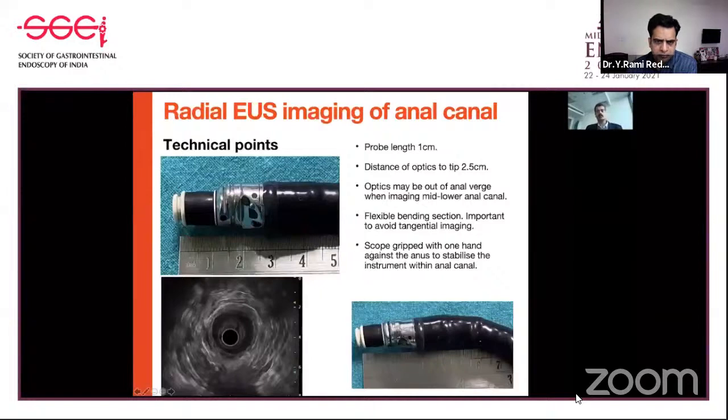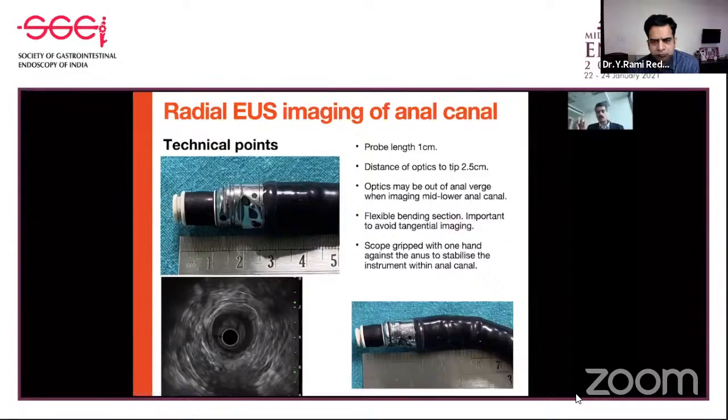Now, when you are doing EUS imaging of the anal canal with a flexible probe, please remember that the length of the probe itself is 1 centimeter. And I have placed a ruler here which shows you that for the Olympus probe, the distance of the optics to the tip is around 2.5 centimeters, which means that the optics may be out of the anal verge when imaging the middle to lower anal canal. It also has a flexible bending section, so it is very important to avoid tangential imaging.